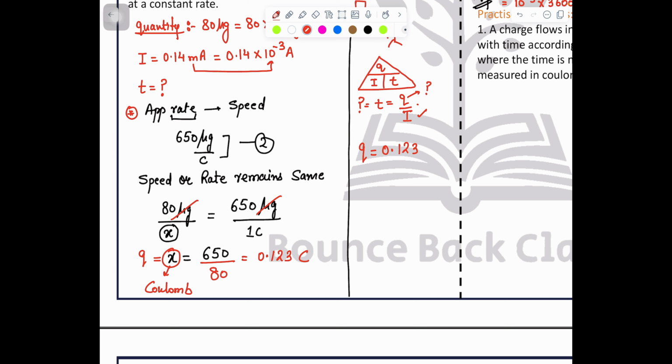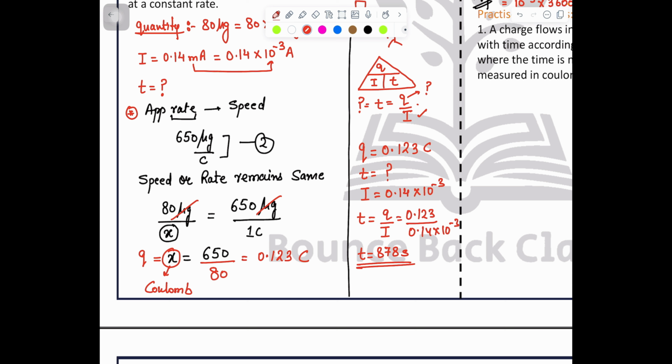See, C, time we are looking for, and current is 0.14 times 10 raised to power negative 3. Solve the time. T is equals to Q over I. So Q is 0.123 divided by 0.14 times 10 raised to power negative 3. So when you find out the time, guys, solve it fast. And the answer is 878 seconds. And see, generally when we are solving the time, this is the correct answer.